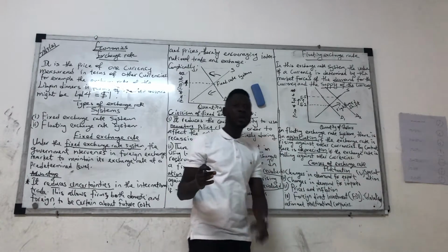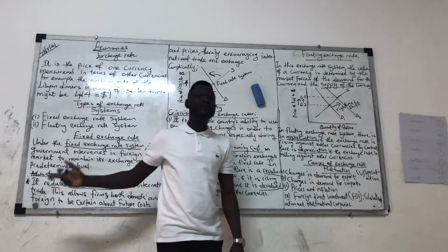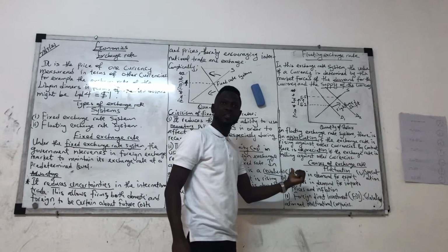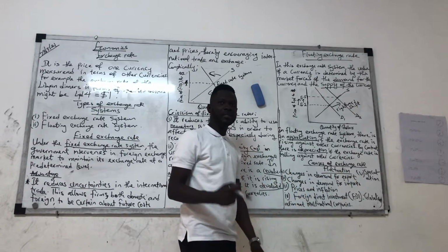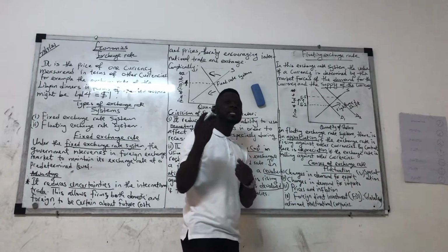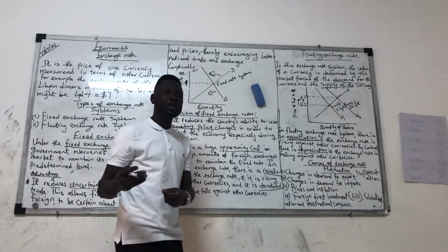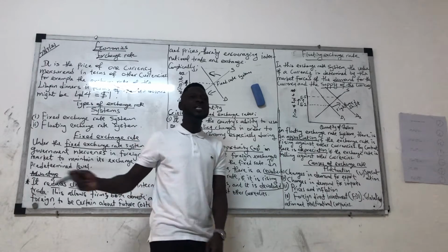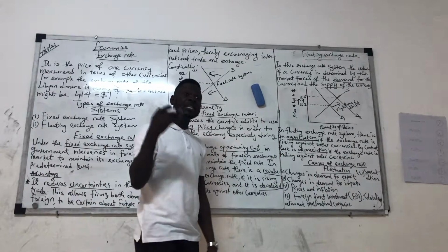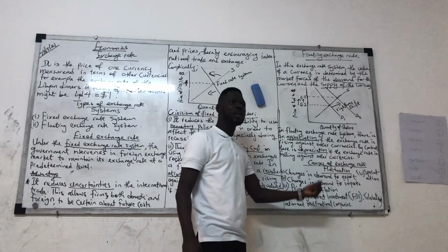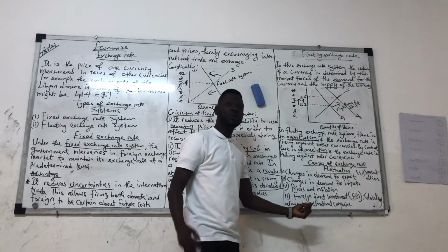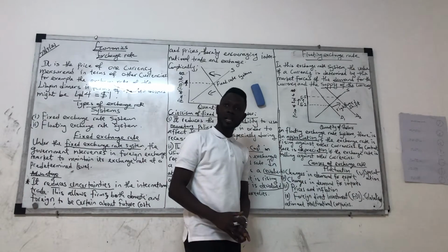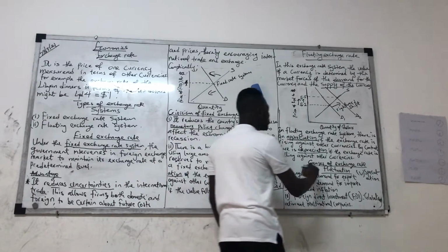So in fixed exchange rate, we have revaluation and what? Devaluation. And in floating exchange rate, we have depreciation and appreciation. Do we understand the difference here? In fixed exchange rate, when the dinar is rising against the dollar, we call it what? Revaluation. And when the dinar is falling against the dollar, we call it devaluation. In the floating exchange rate, when the dinar is rising against the dollar, we call it appreciation. When the dinar is falling against the dollar, we call it depreciation. Is it clear?